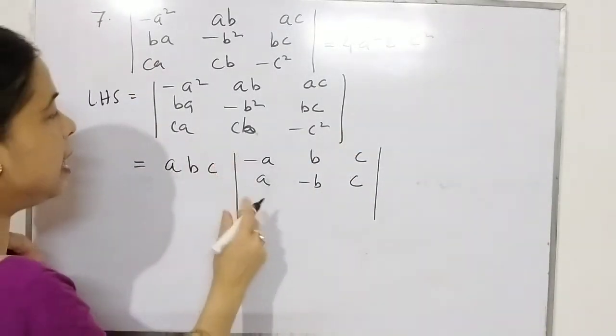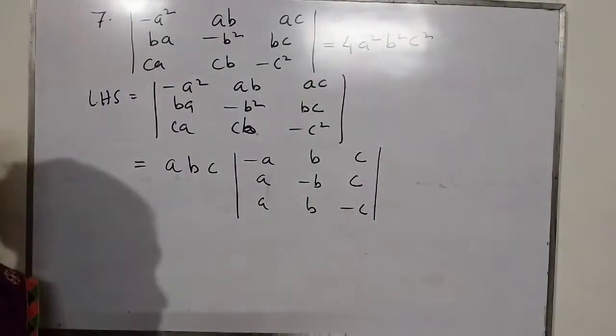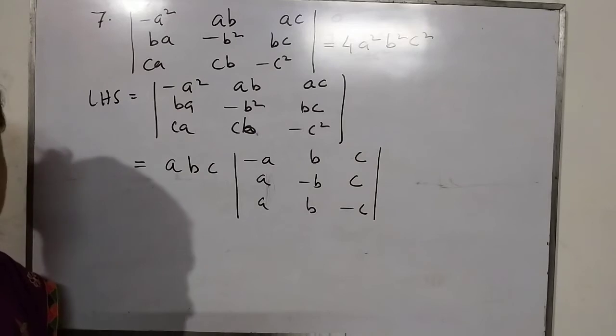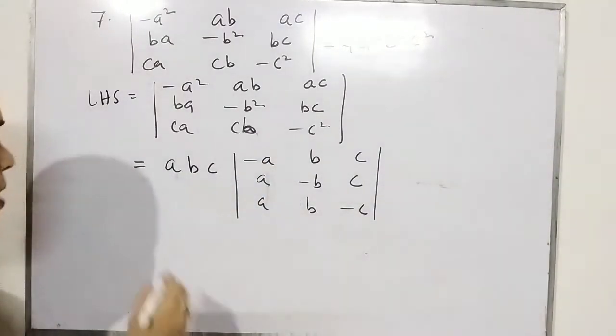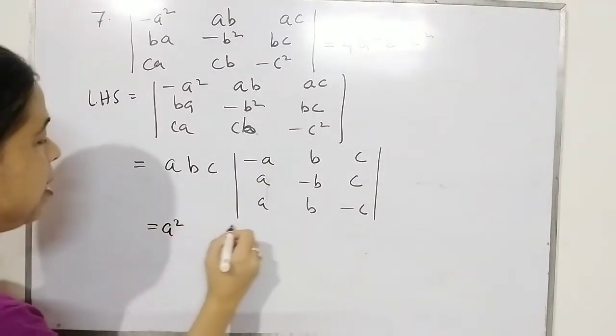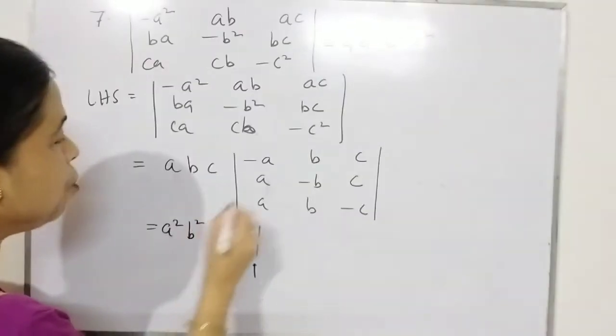Third row, I am taking common C. So what is left? A, B minus C. Now, hope you understand what we are going to do in the next step. Yes, obviously I am taking common A, B, C from the columns now. So A becomes A square. Then what is left here? Minus 1, 1, 1. And B becomes B into B square.